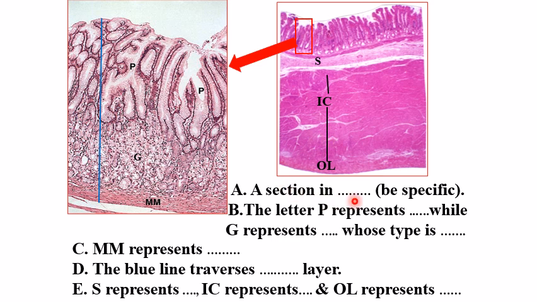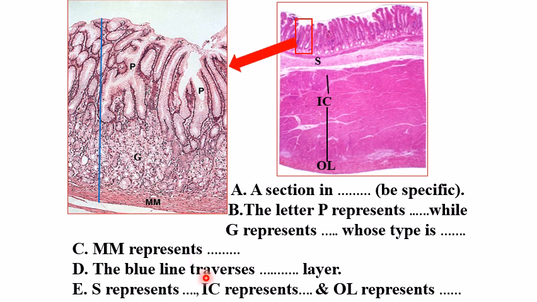This is a section in the pylorus of the stomach. P for pit, G for glands, the peptic glands, whose type is mucus. They are mucus secreting cells mainly. The type of the gland is coiled branched tubular gland. MM is the muscularis mucosa.